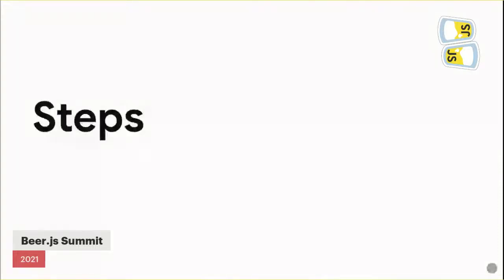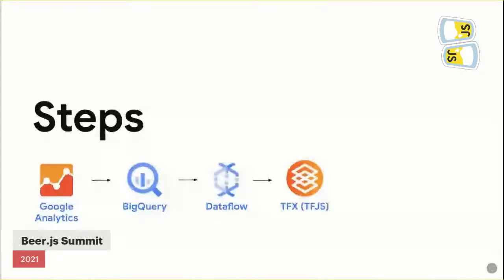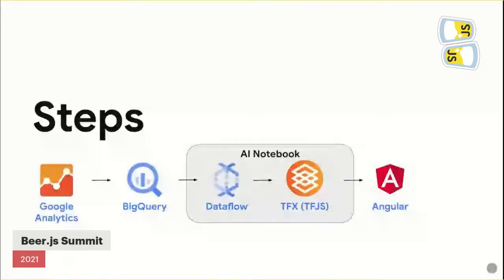We will export Google Analytics data to BigQuery, which is a large-scale data store. We will then use data processing to convert the data into features that we want. Next, we will run Tfx, which is our machine learning pipeline, to create a Tfjs model. Finally, we will integrate the Tfjs model with Angular. To make all of this happen, we simply configure Google Analytics to export to BigQuery, and an AI notebook to work with.